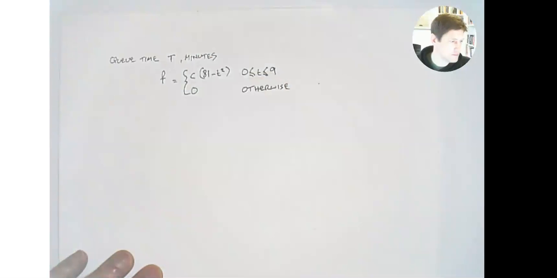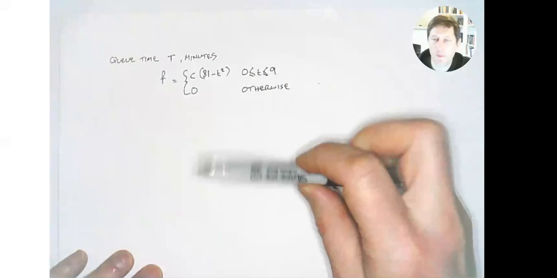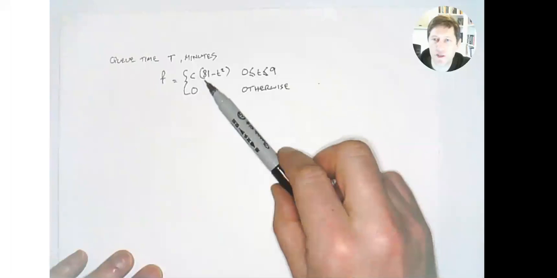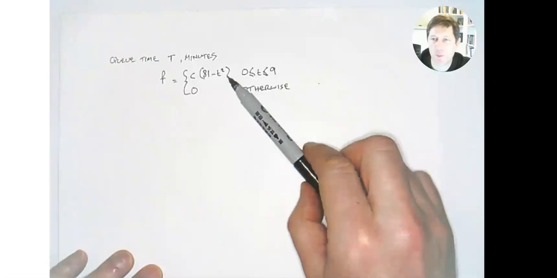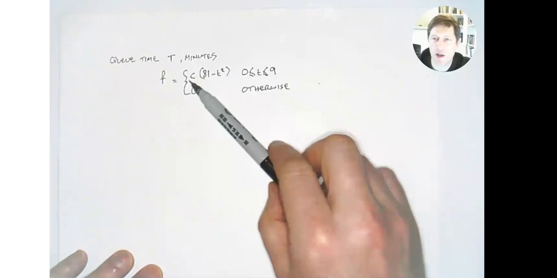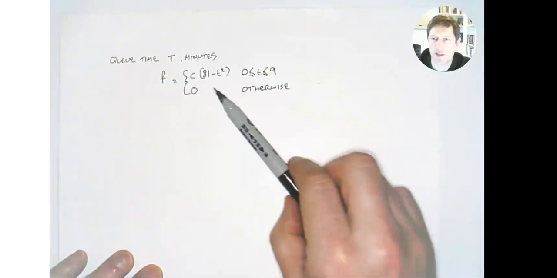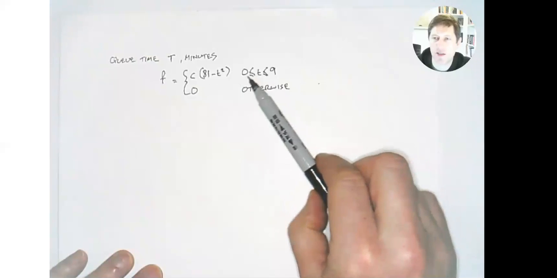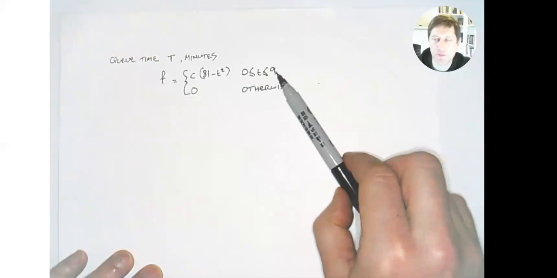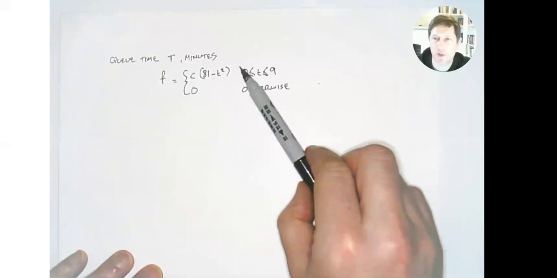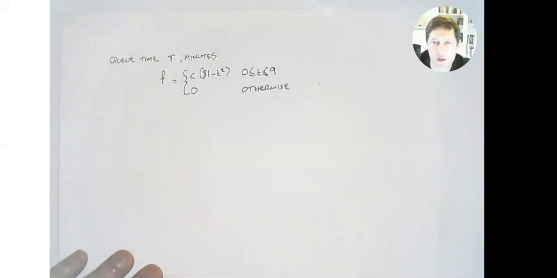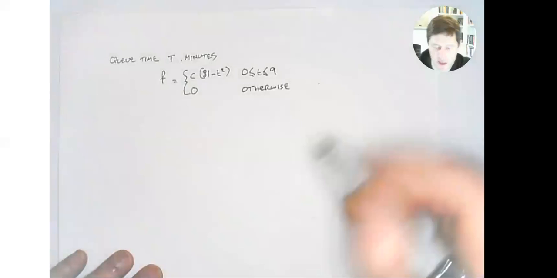Okay, there we go. So here we have a probability density function. We need to define it over all possible t, but there's only a particular region where anything happens, so everything else is 0. If t is greater than 0 minutes, but less than or equal to 9 minutes, then this function tells us the probability density function for how long it takes to get served. So that's c multiplied by 81 minus t squared. C is a constant.